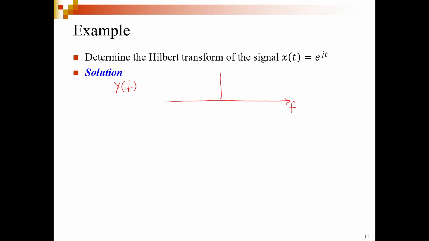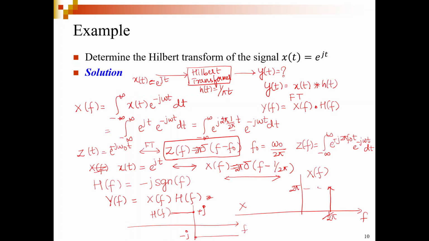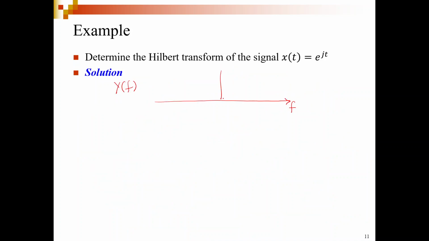Here you can see the X of f is going to have a positive amplitude with 2 pi, which is going to be reversed now with an amplitude minus j into 2 pi at the same frequency 1 by 2 pi. So Y of f can now be written as minus j into 2 pi delta of f minus 1 by 2 pi. Now how to obtain this time representation?